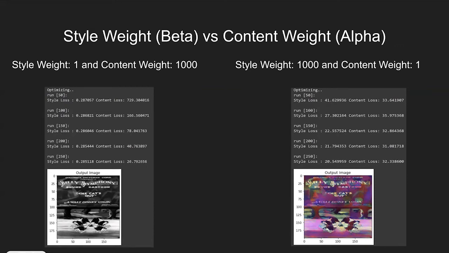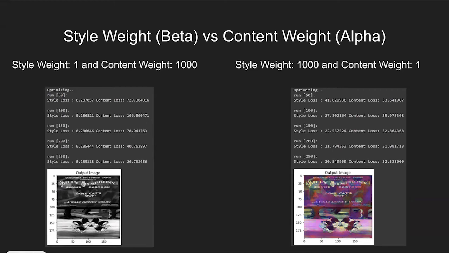comparing. And as you can see on the left, if the style weight was set very low and the content weight was really high, you see a very small style loss and a moderate content loss. And the resulting image doesn't have much of a style transfer, although it retains a lot of the content.